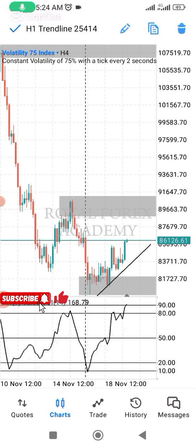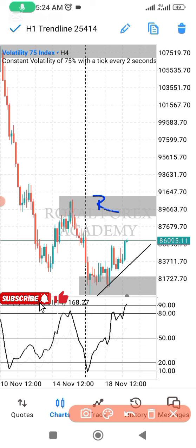Hi, in this video I'll be sharing with you a powerful scalping strategy that you can use to scalp any asset. Let's use volatility 75 for an example. First of all, you come to your H4 time frame, you mark your area of support and your area of resistance. So here is my resistance and here is my support.